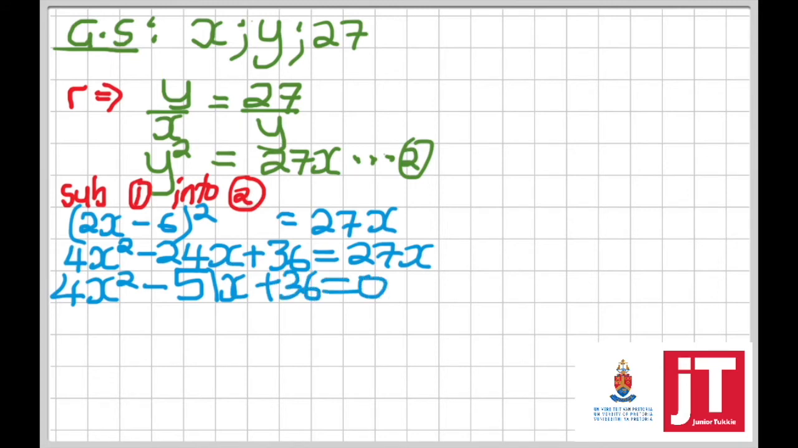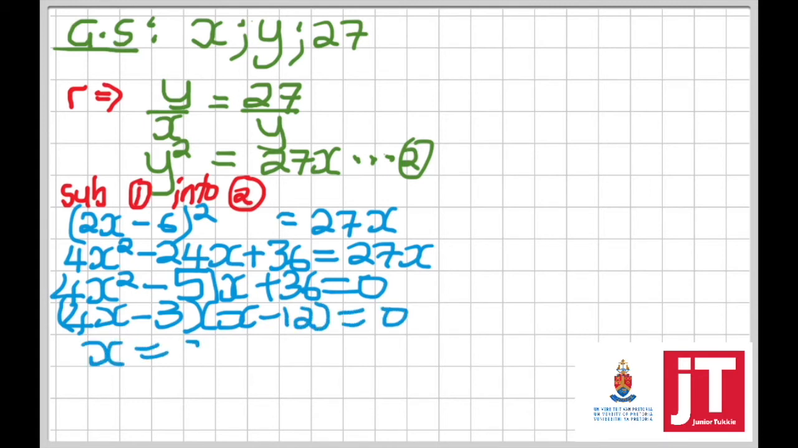It's now simplified. We need to factorize it to get our two factors as 4x minus 3 and the other x minus 12 is equal to 0. Solving for x, we're going to get x is equal to 3 over 4, or x is equal to 12, making up our two x values. So notice x could be 3 over 4 or x could be 12, depending on which one you're working with.